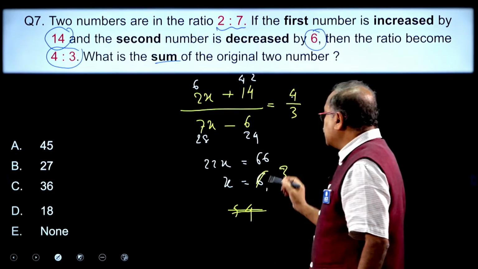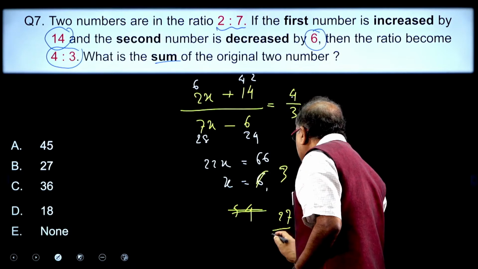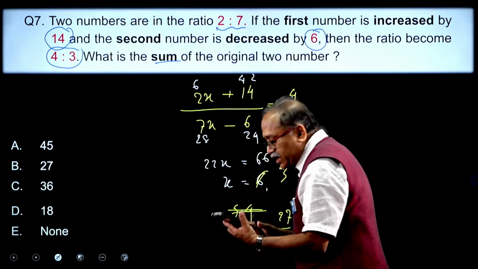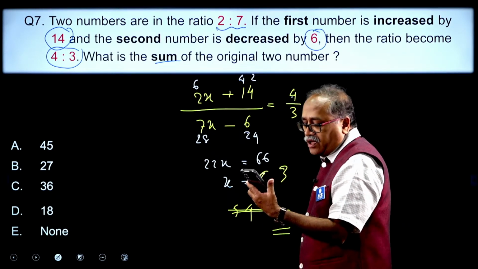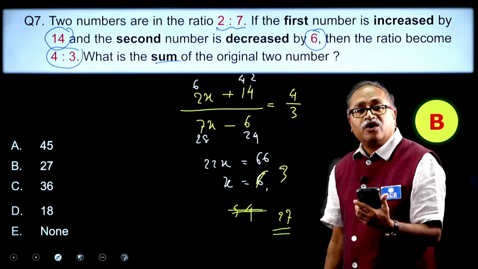Okay, this is x is equal to 3, then 9x is equal to 27. That should be the answer. Yes, option choice B. Beautifully answered, Mr. Lakshman, that is right, my dear friend. And option B, 27, option B.